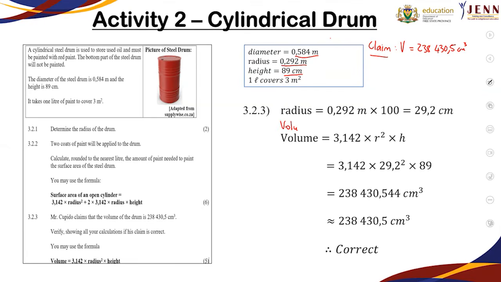Okay. So they gave us the formula, so we put the formula down. It says volume equals 3.142 multiplied by radius squared, and I'm going to multiply by height.